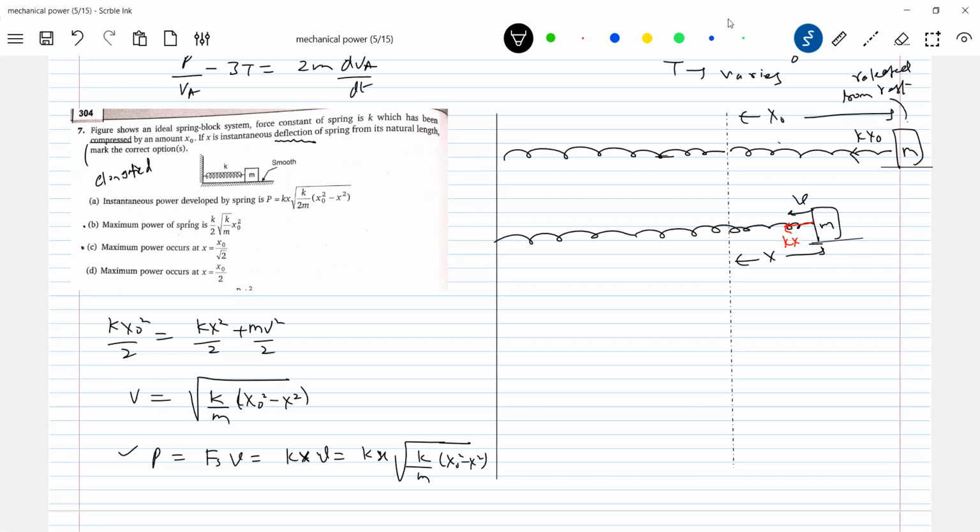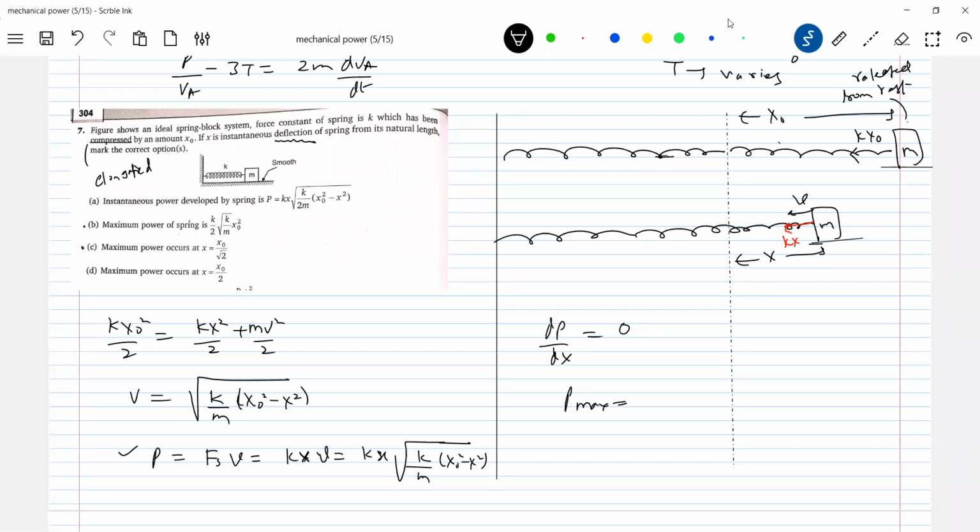Now it's asking the maximum power. So can we differentiate this? dP by dx is equal to... So I'll differentiate this. I'll equate it to 0. Then I'll check at what position the power will be the maximum. Can you manage this mathematics? How to calculate that maximum power?